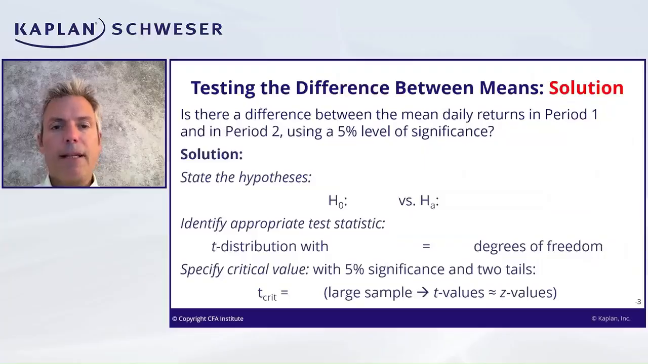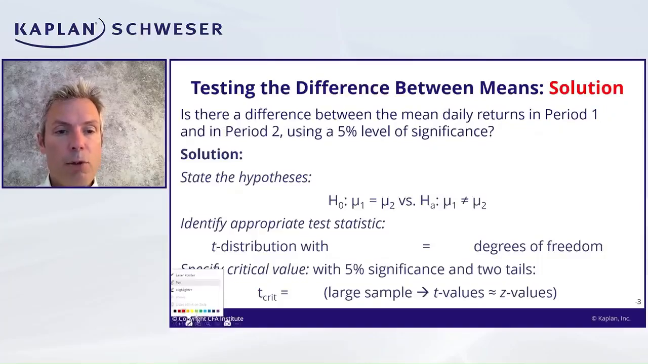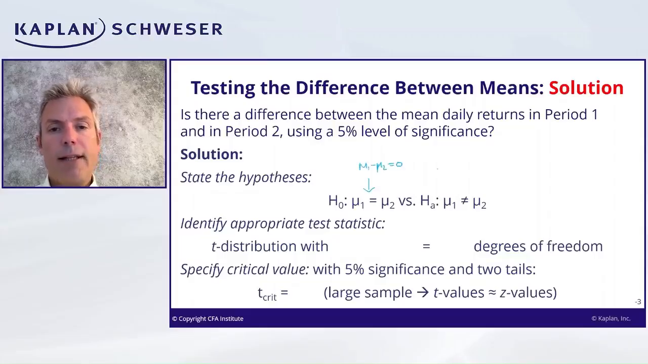So first up, state the hypotheses. I've already spoiled that one. Mu1 equals mu2, or equivalently, mu1 minus mu2 is 0. Same thing. That's the null. The opposite to that is that the difference is non-zero. You could state that as mu1 is not equal to mu2.